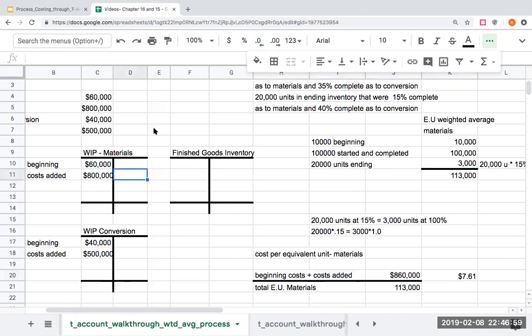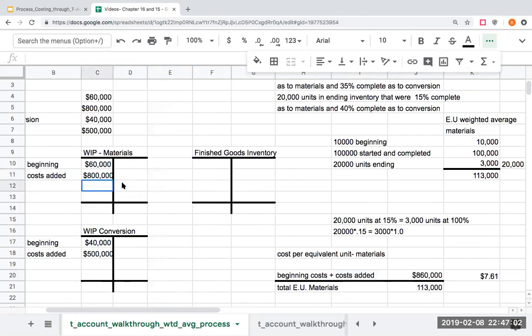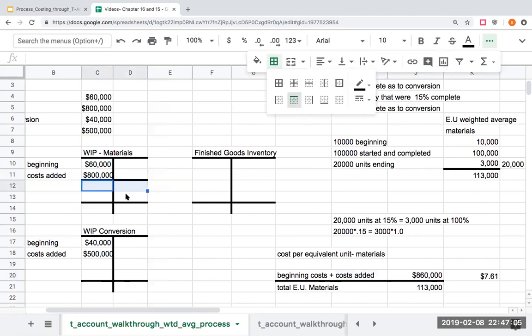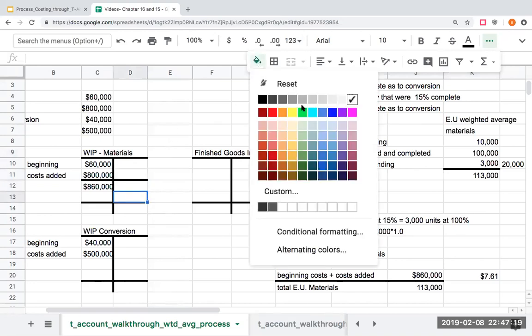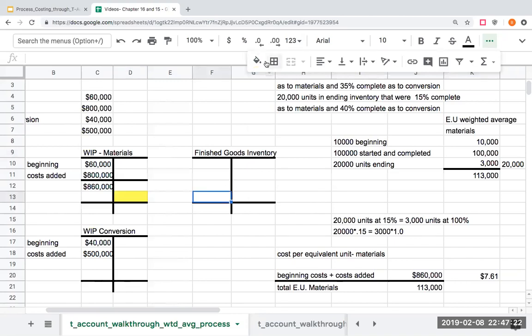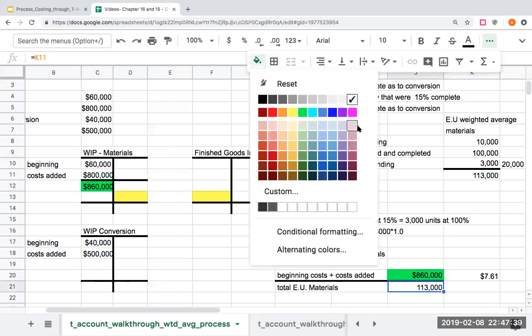So in this case right here, I've got 860,000 in total costs in my materials. And I know that I shipped out 10,000 and 100,000 during the period. So right here, what I need to do is say, okay, how much do I need to send from work in process materials over here to my finished goods inventory? And we'll do some more highlights because we always love the highlights. And that's equivalent units right over here.